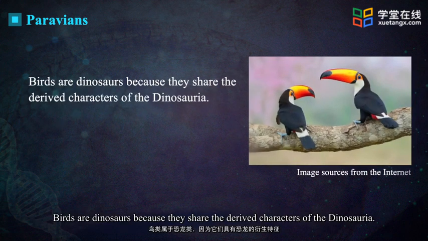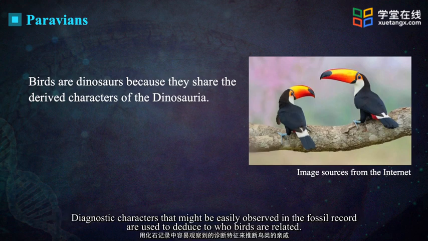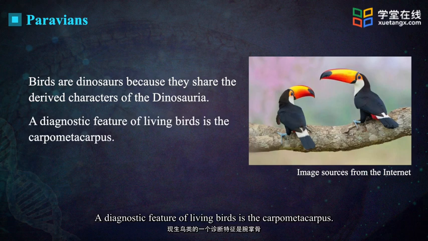Birds are dinosaurs because they share the derived characters of the Dinosauria. Diagnostic characters that might be easily observed in the fossil record are used to deduce to whom birds are related. A diagnostic feature of living birds is the carpometacarpus.